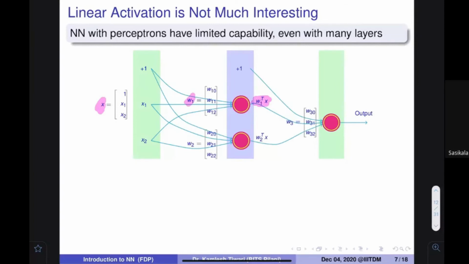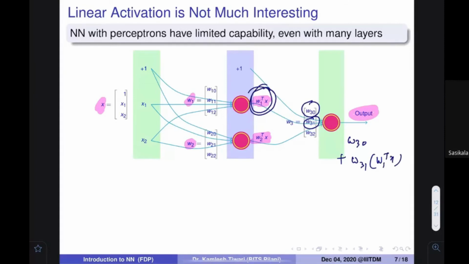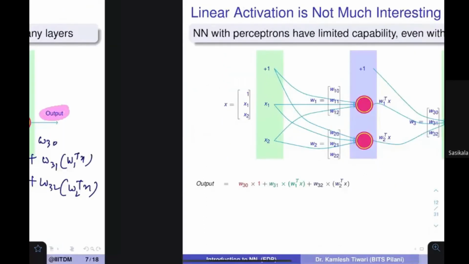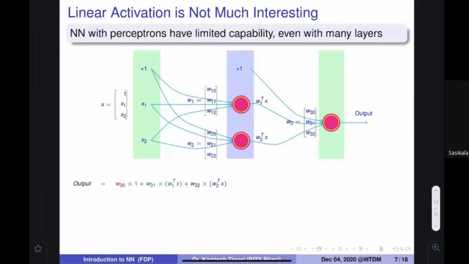So what is the output here? Here w2 multiplied by x, because different weights are there. What is the output here? Can anybody tell? It is going to be w30 plus w31 times w1 transpose x, then plus w32 multiplied by this value, that is w2 transpose x. This is what the output is. So this is the equation that gives this output.